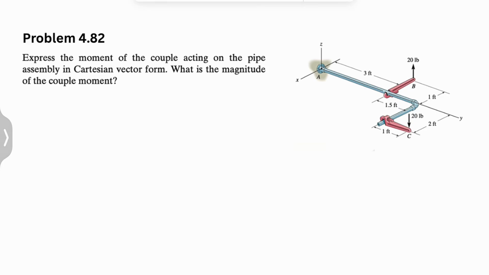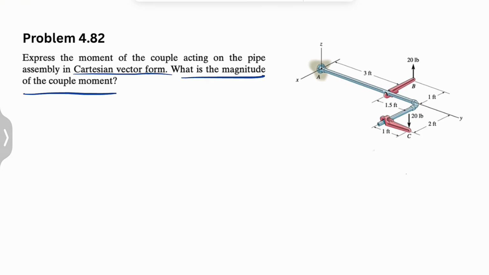We need to express the moment of the couple acting on the pipe assembly in Cartesian vector form. So we have to report it as a vector, and because we're in 3D, we need ijk, and the question is also asking us what's the magnitude of the couple moment.